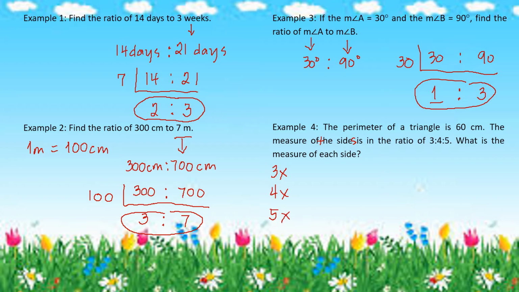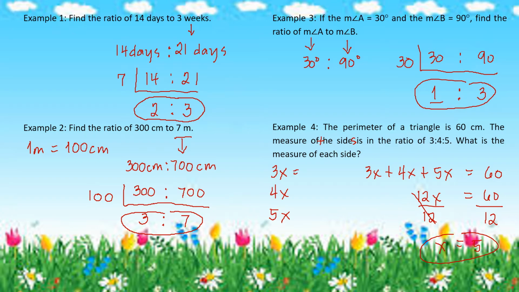It says in the problem that the perimeter is equal to 60. So if we get the sum of 3x, 4x, and 5x, the sum must be equal to 60. Now, adding 3x, 4x, and 5x, we get a sum of 12x. So we have 12x is equal to 60. Find the value of x, divide both sides by 12. Therefore, x is equal to 5.